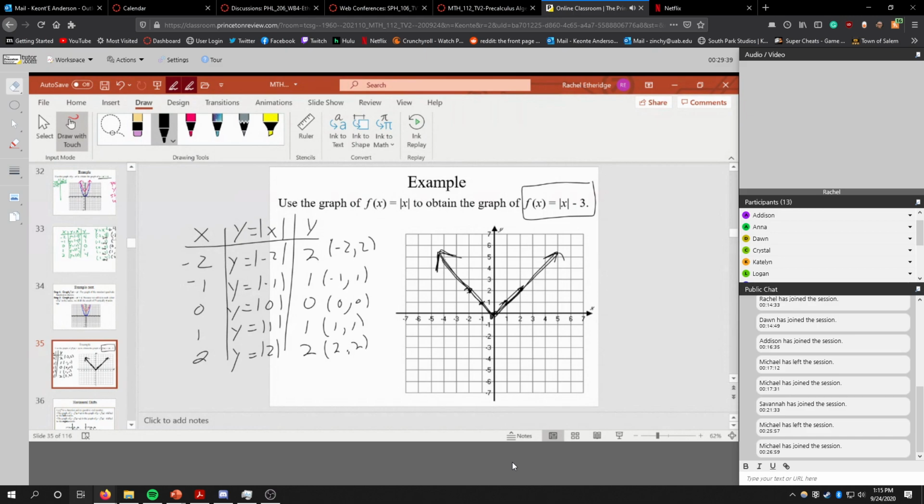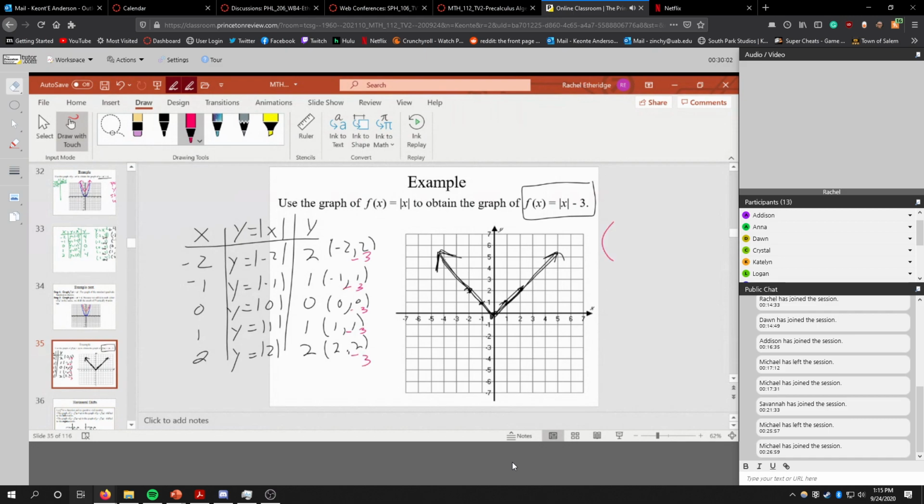Well, this is a vertical translation. I'll show you what a horizontal translation looks like. Well, what you're going to do in this one is from all the y values, you're going to subtract 3, because it's a vertical translation.